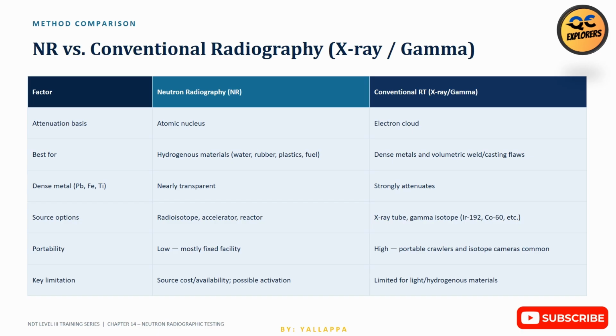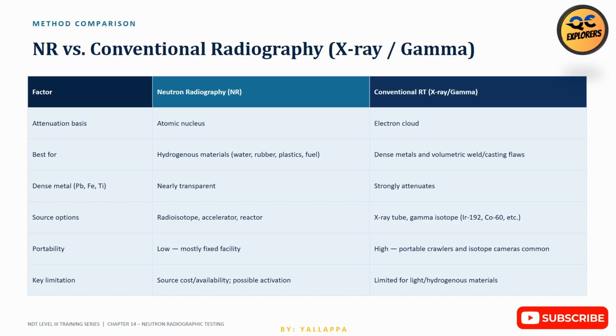However, if your objective is to verify the presence of hydraulic fluid, inspect internal O-rings, confirm adhesive bonding, or detect trapped moisture, neutron radiography becomes the superior method because these hydrogen-rich materials are clearly visible. This is why we often say that the inspection objective determines the inspection method.